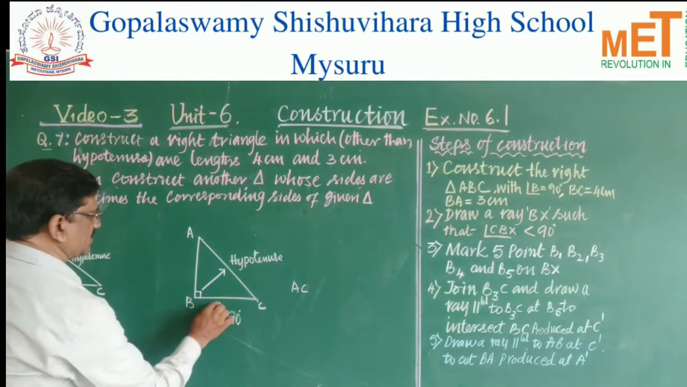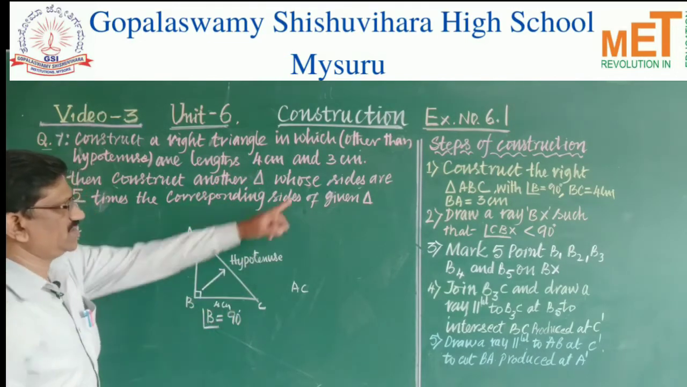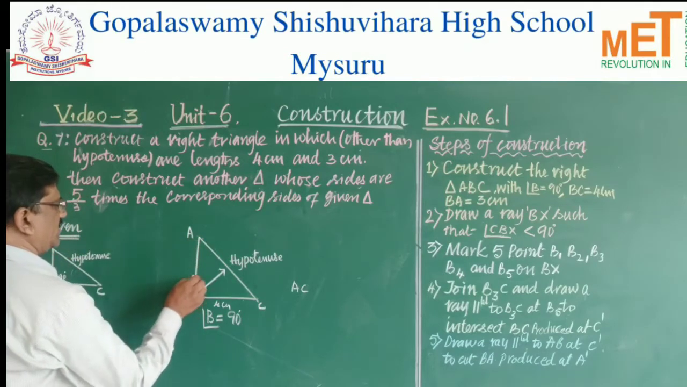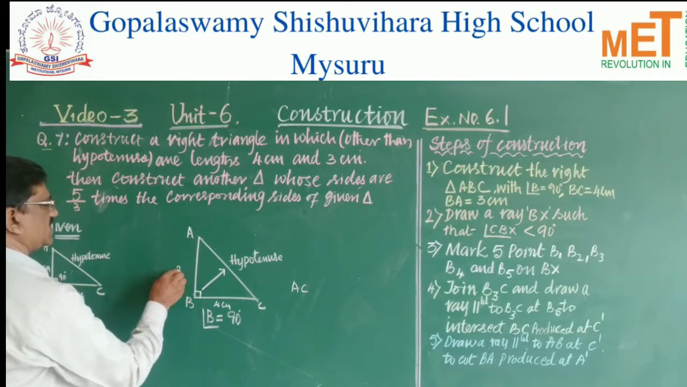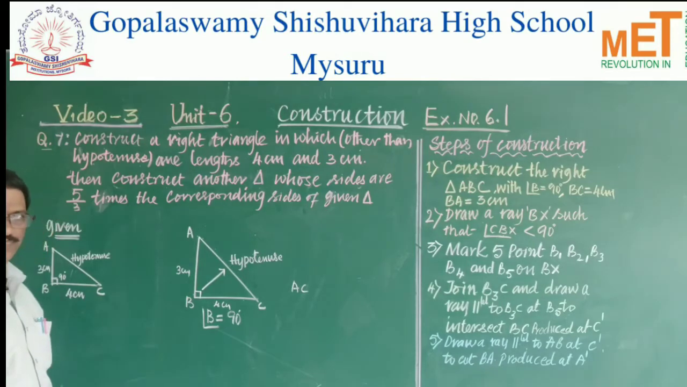Let us consider BC is 4 centimeter and the other one, let it be AB is equal to 3 centimeter. Like this, children, you have to construct a triangle. Understood?